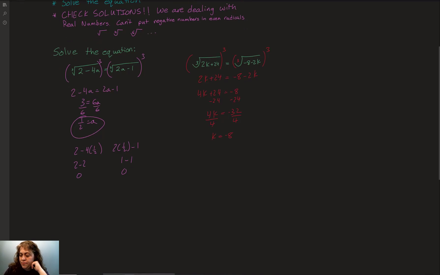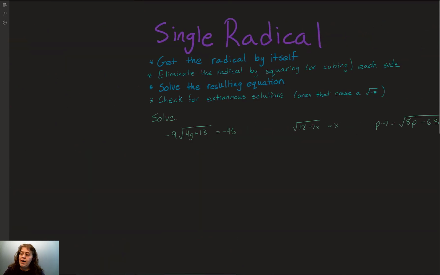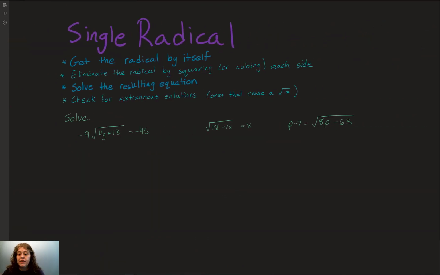Chucking that back in, 2 times negative 8 plus 24 is negative 16 plus 24, which is a positive 8, perfectly fine. Negative 8 minus 2 times negative 8 becomes negative 8 plus 16, which is positive 8, also perfectly fine. Even if those had been fourth roots, these are positive numbers, so we wouldn't have run into the weird thing where we have a negative number inside of an even radical, and we're golden, we're good to go, we can move on. Next type, we have a single radical.